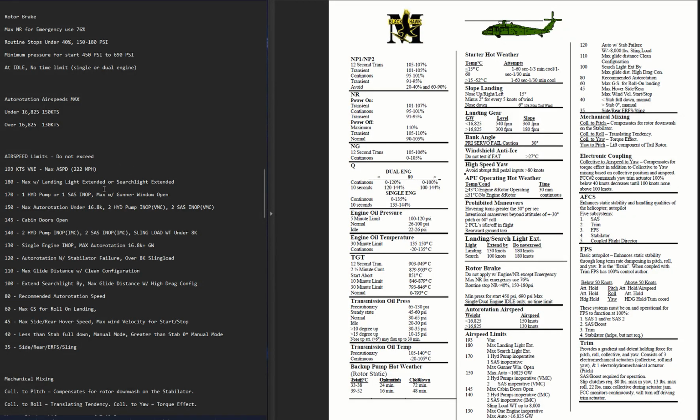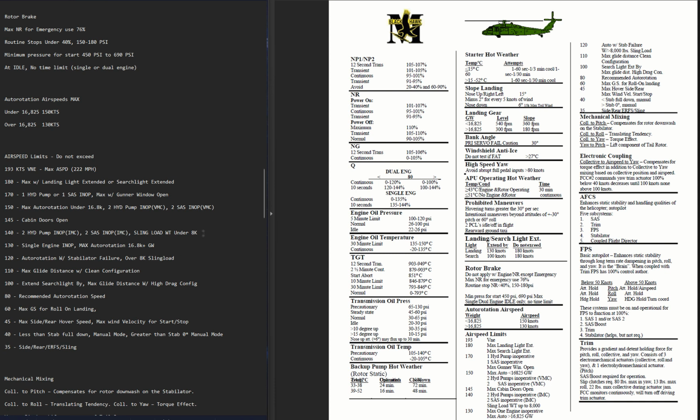180 knots if you have the landing light and or the searchlight extended. 170 knots if you have one hydraulic pump or one SAS inoperative, or you have a gunner window open. 150 knots for max autorotation under 16.8k weight, two hydraulic pumps inoperative VMC, or two SAS inoperative VMC. 145 knots with the cabin doors open. 140 knots with two hydraulic pumps inoperable in IMC condition, and that's two SAS in IMC as well. So you lose 10 knots off of your 150 if you have two hydraulic pumps in IMC.